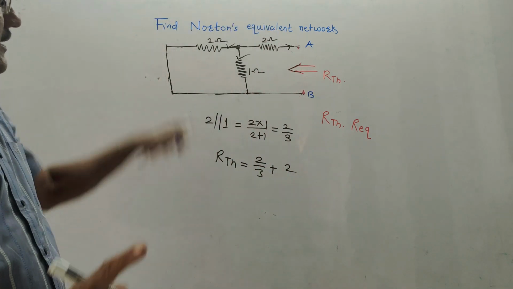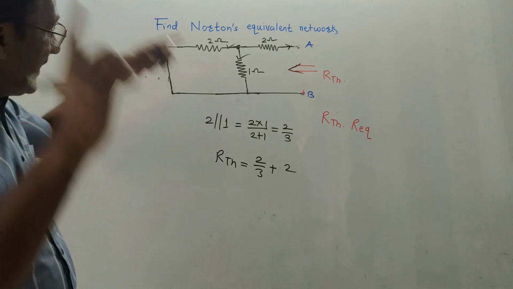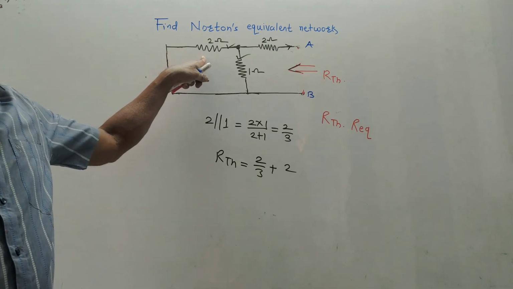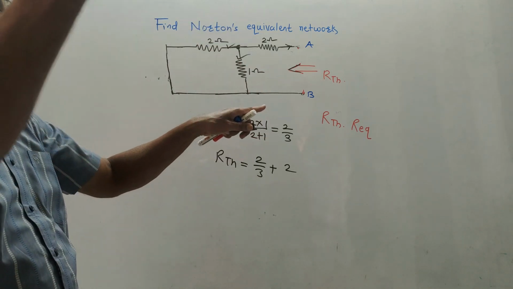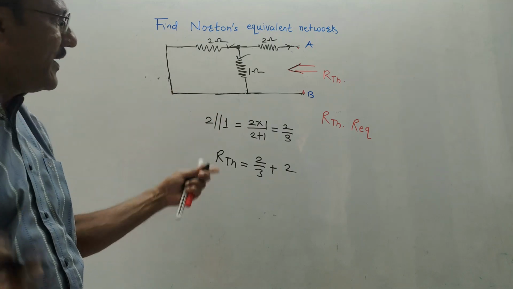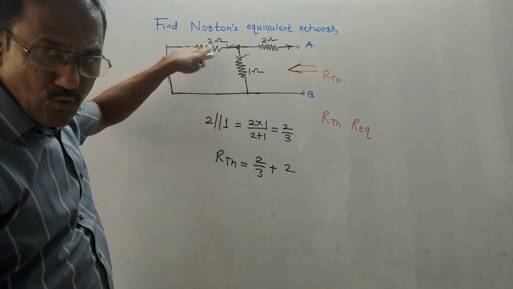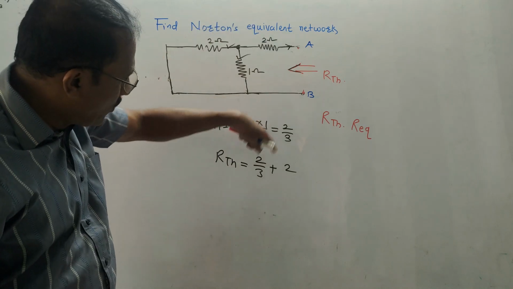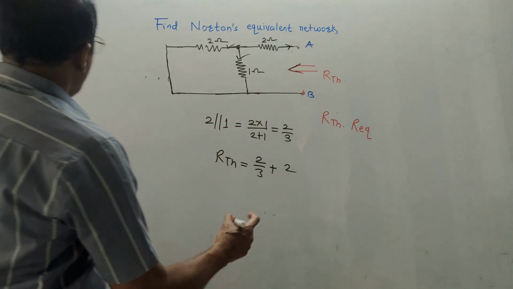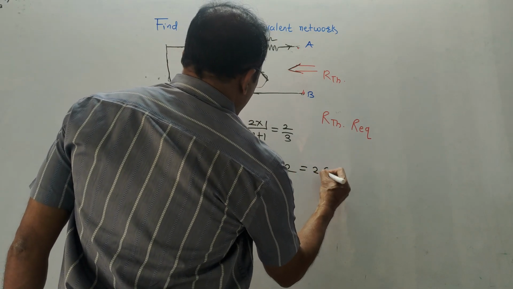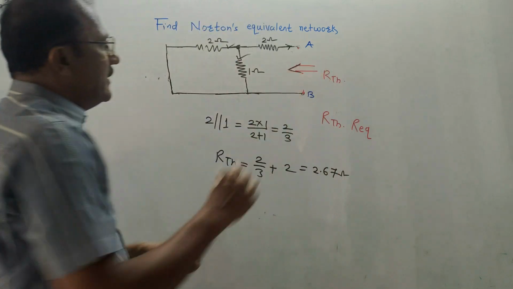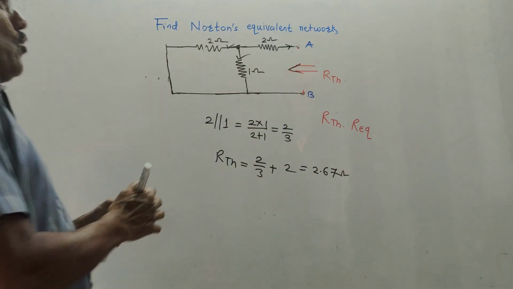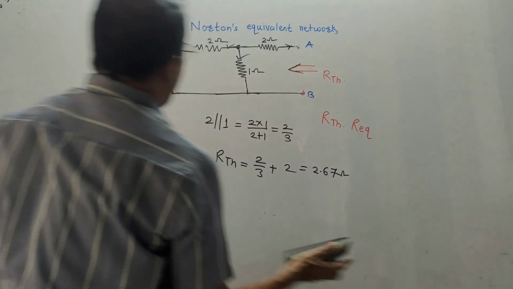Remember this logic. If it is a ladder network, then just identify the first combination. If it is in parallel, second is in series. By default, you don't have to do any calculation. So first combination was in parallel, so I took the next combination in series. So 2 by 3 plus 2. So this value of RTH will be 2.67 ohm. This was step 2. We have calculated the value of RTH.